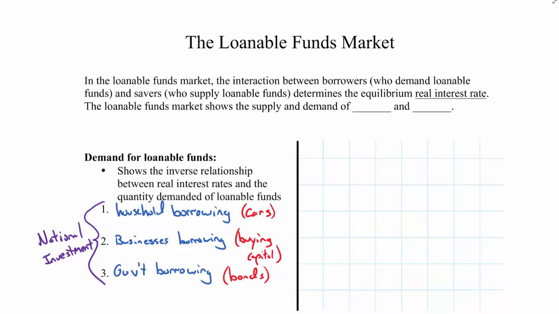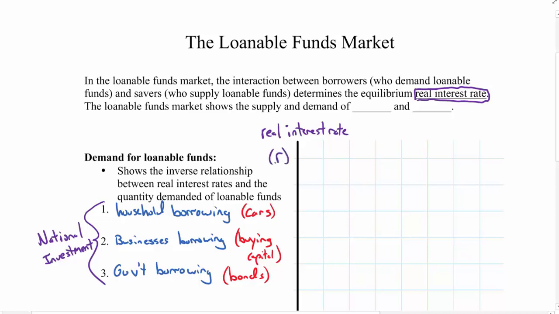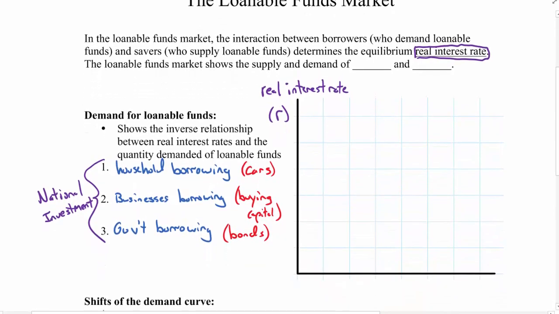Because of that, I'm going to be thinking about borrowers and savers and the real interest rate. So this is going to be really important. My y-axis here will be the real interest rate. You don't need to write it all out; you can just use a lowercase r as a symbol for real interest rate. And the amount I'll be talking about will just be the quantity, so I write Q and then LF so I know I'm talking about loanable funds.